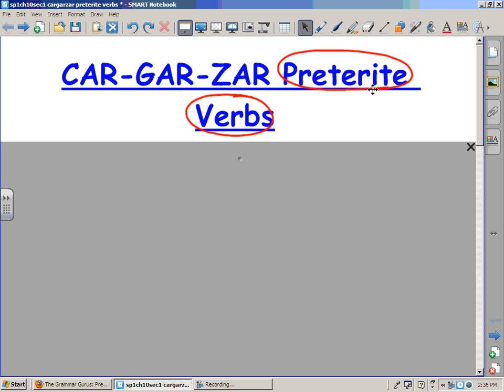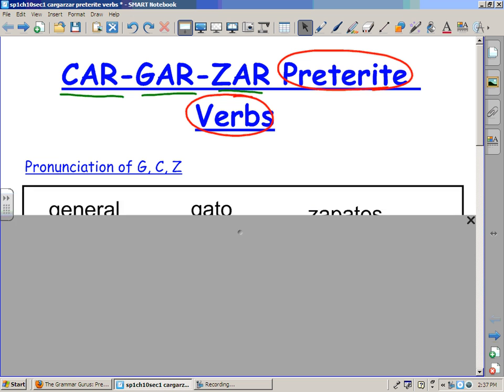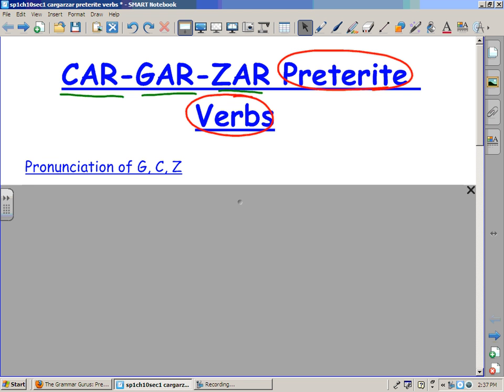What happens is with preterite verbs, they don't always follow the same rules. So there are irregular verbs, which just means you have to take a few things into consideration. Okay? CAR GAR ZAR verbs are one group of irregular verbs. The reason we call them CAR GAR ZAR verbs is because they end in the letters CAR, GAR, or ZAR. That's the only reason. Okay? Now, the whole reason we have to look at CAR GAR ZAR verbs has to do with the pronunciation of the letters C, G, and Z.